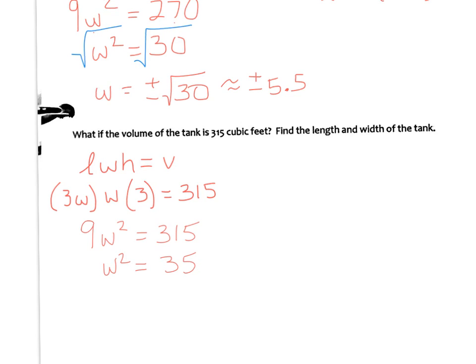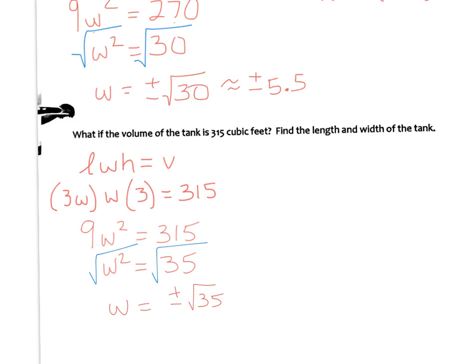And the opposite of squaring a number is to take the square root. And you have to take the square root of both sides. You have to keep the equation balanced. And you'll get W equals plus or minus the square root of 35. Don't forget the plus or minus, a very common mistake. A lot of kids just think it's the positive square root of 35. But you've got to remember it could be negative, because when you square a negative times a negative, it's a positive.